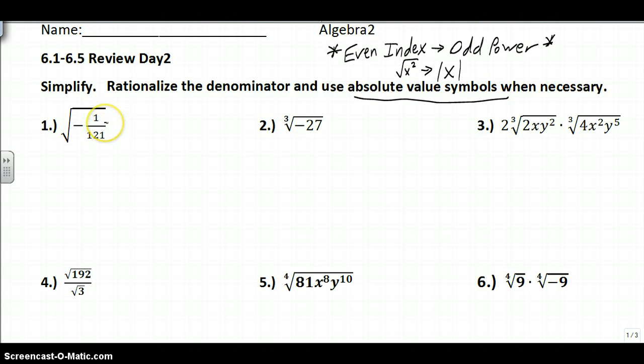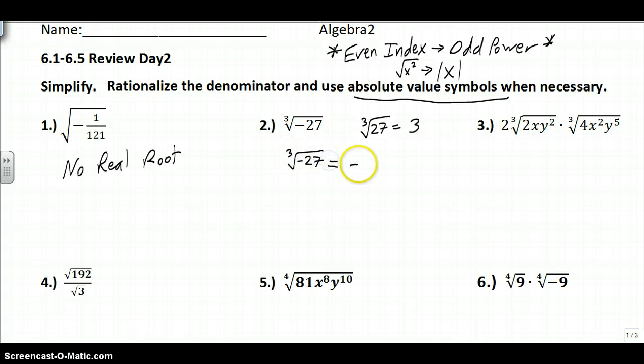Alright, number 1, square root of negative 1 over 121. Well, we're trying to simplify this. Can I take the square root of a negative number? And the answer is no. So this is no real root. You cannot take the square root of a negative. Okay? Number 2, however, you can take the cubed root, or any odd root for that matter, of a negative. I know that the cubed root of positive 27 is 3, so that means the cubed root of negative 27 is negative 3. Okay.